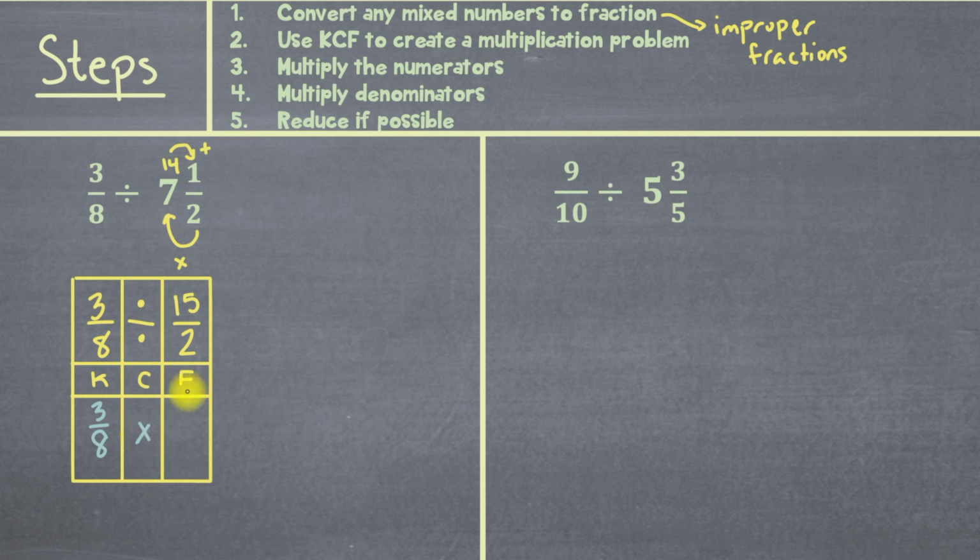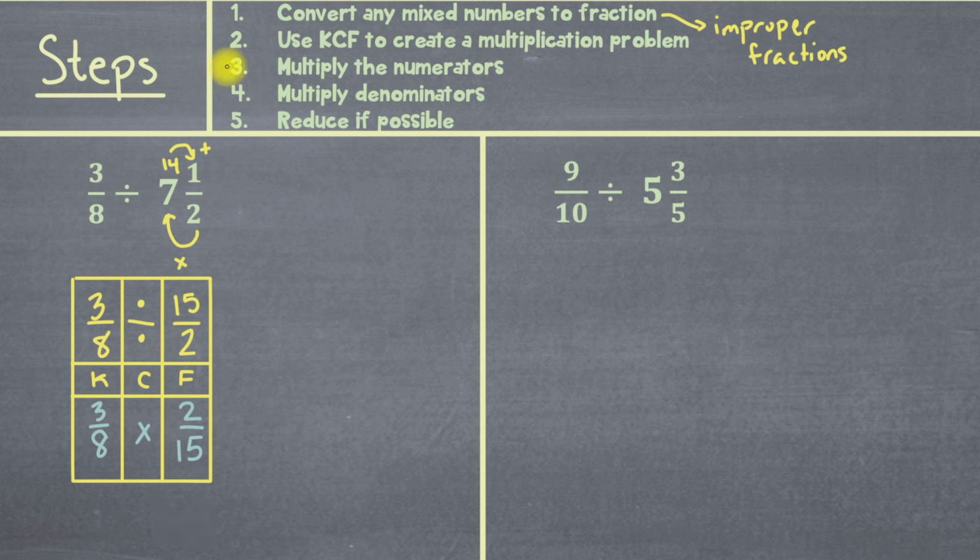And finally, the F stands for flip. So right now it's 15 over 2. We're going to flip that so the top becomes the bottom and the bottom becomes the top. So instead of 15 over 2, this will be 2 over 15.